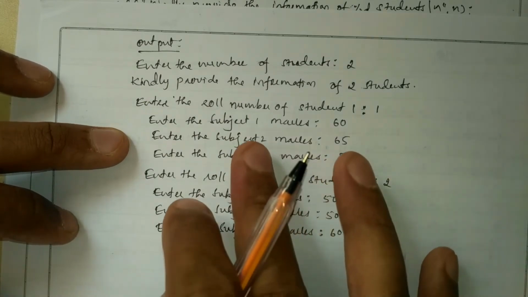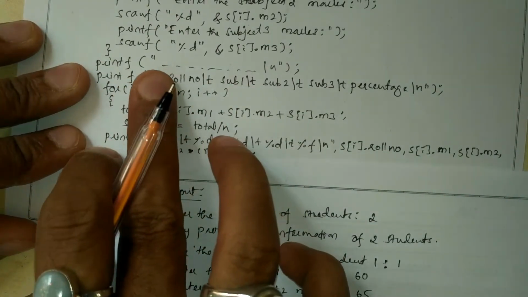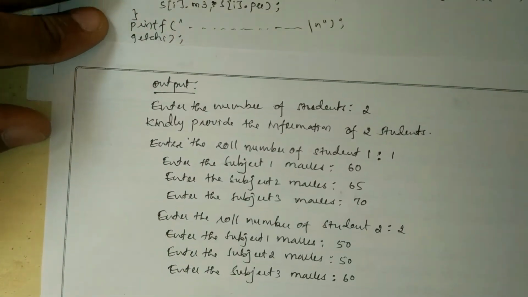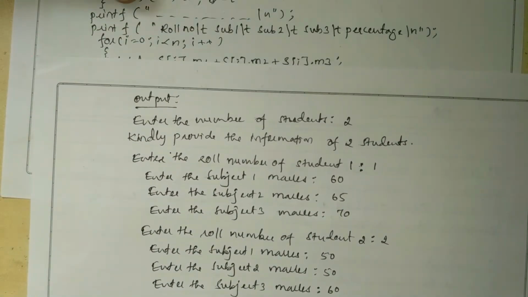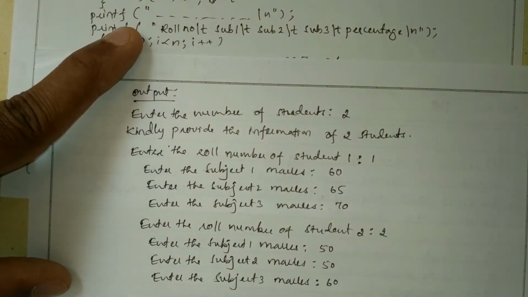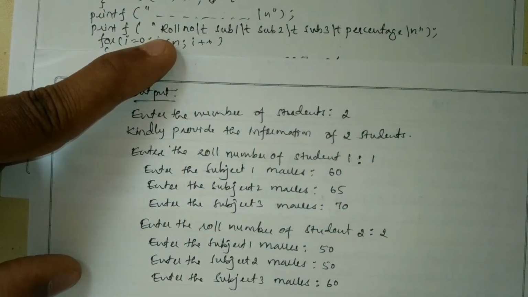So after receiving the 2 students' information, it is going to go for printf, and this particular statement will get executed. So what is it going to print here? You can see it is going to print this dotted line, a dotted line in the form of a table, right? After that it prints roll number, tab space, it leaves some space, subject 1, next tab space, subject 2, tab space, subject 3, and next we have percentage.